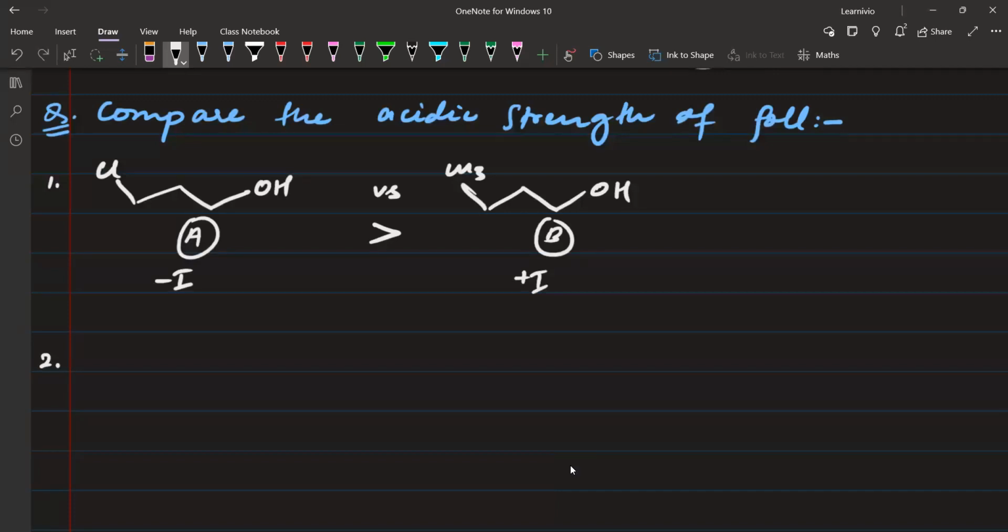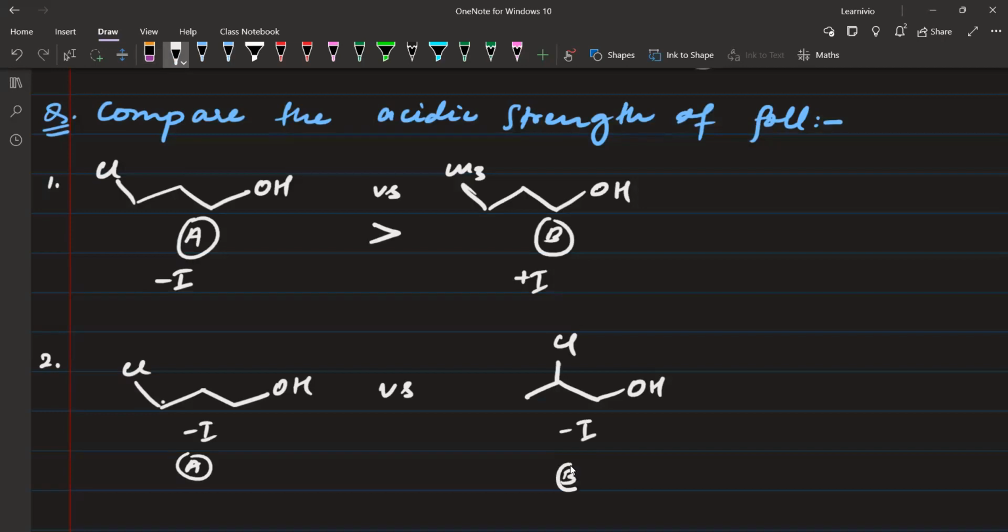एक और example ले लीजिए. Let's suppose we have chlorine OH versus you have 1, 2, 3. You have 1, 2, 3 carbon atoms. Keep 1, 2, 3 carbon atoms only. And here you are having OH. But in this case, the chlorine is attached on this carbon atom. Okay. So here also we are having minus I. Here also we are having minus I. But this chlorine in the B case, let's suppose this is A and this is B, it is closer to the OH group. So it is going to show minus I effect more intensely. In this case, the B will be more acidic.